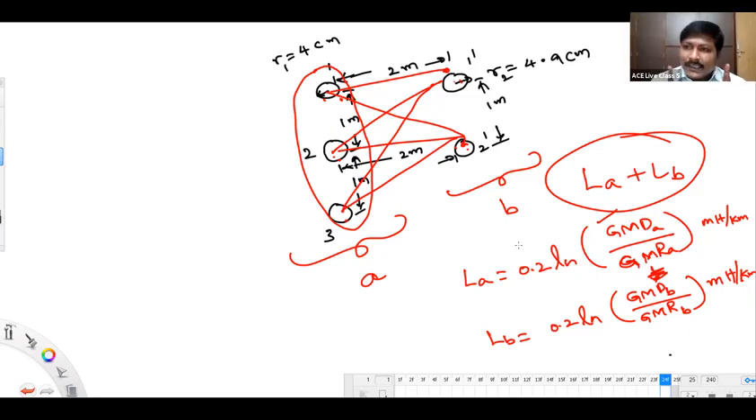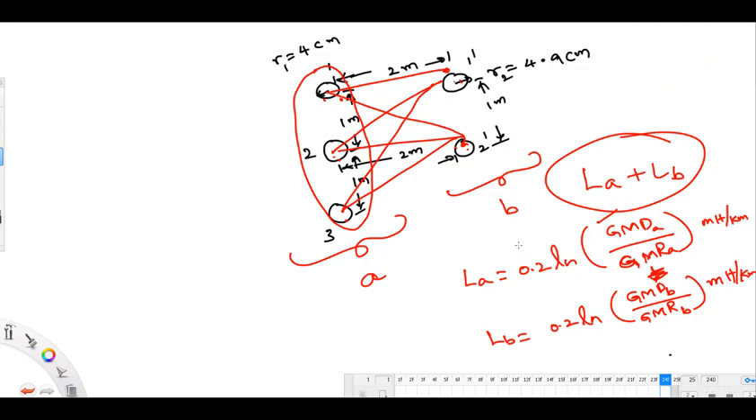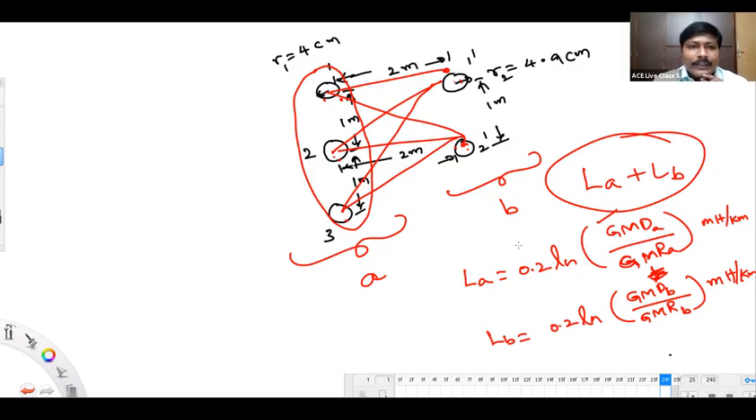He is asking for loop inductance. Okay, sir. So any other doubt you have, Karthik? No, sir. Thanks.